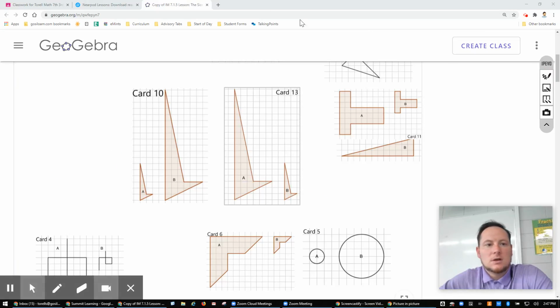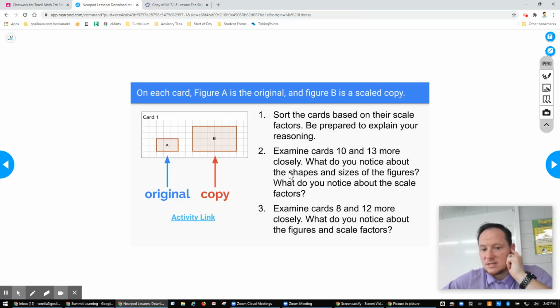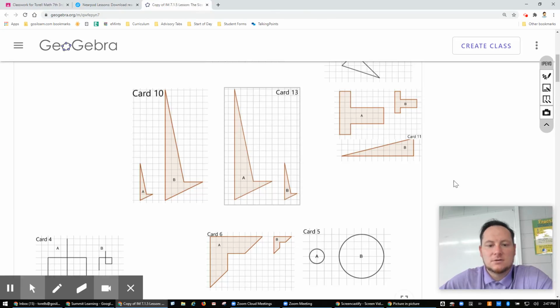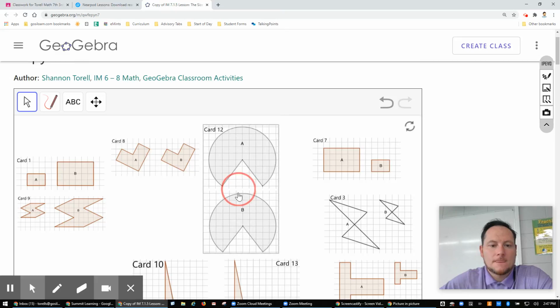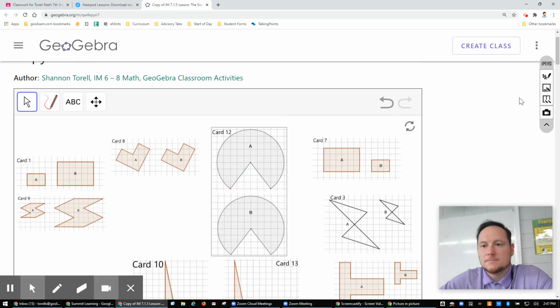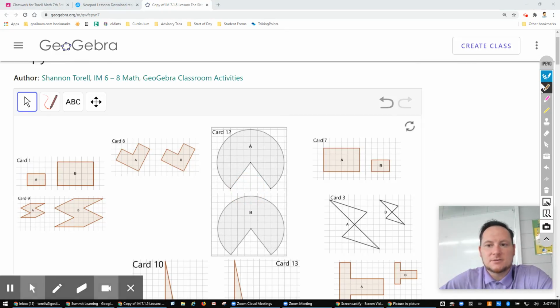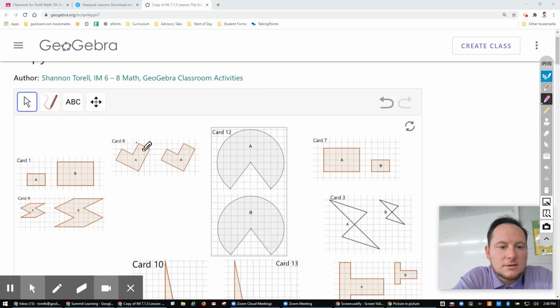So what's this next thing say? Examine cards 8 and 12 more closely. What do you notice about the figures and scale factors? So 8 and 12. So which ones are 8 and 12? So it looks like these here. What do we know about these scale factors? So let's just find a side. And it doesn't really matter which one we look at. Let's look at card 8 first. And let's just look at that right there.